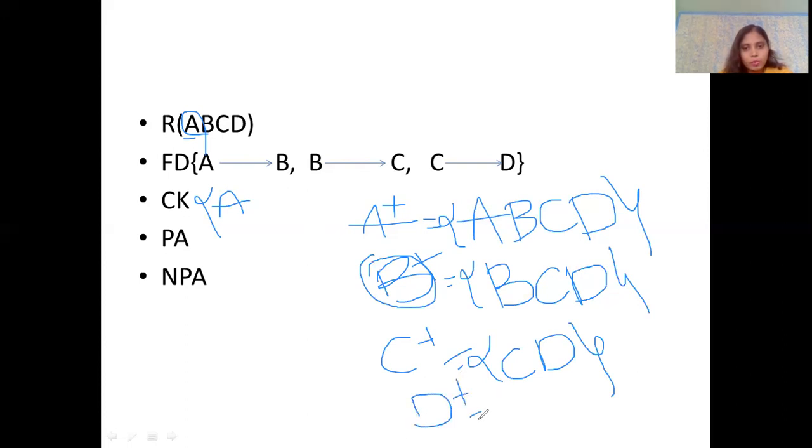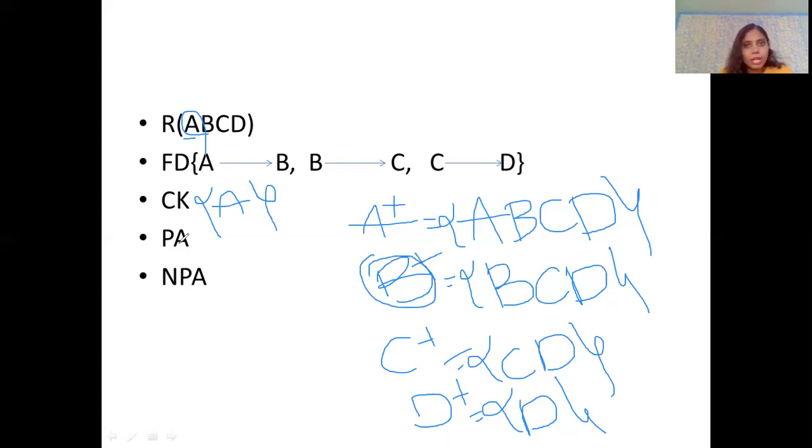Since it obeys the reflexive rule, I will write D in my list. Now I have to go to the FDs and check whether D determines any other attributes. Here I don't have any FD where D determines another attribute, so I have to stop at this point. I have not got the remaining attributes A, B, C; I have got only D. So D will not be present in my candidate key list. I have only one candidate key here, that is A.